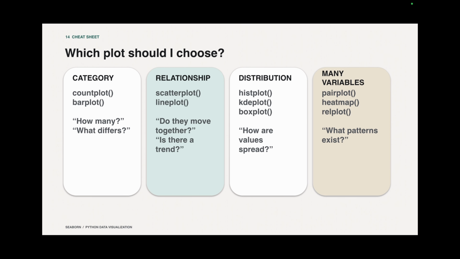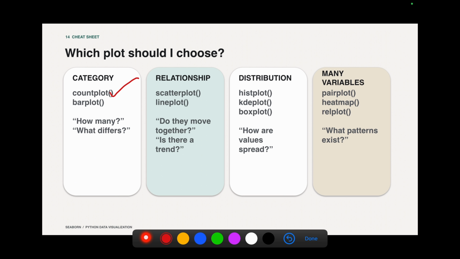So now, which plot should you use? If the question is how many, think of count plot. Okay, if you are looking for a relationship between two variables, think of scatter plot. If you are looking for a trend over time, think of line plot. If you are studying the distribution, maybe histplot, box plot, or KDE plot to see how values are spread. And when you want to explore many variables together, you can use either pair plot, heat map, or relplot to see the patterns that exist. But remember, these are just starting points, not strict rules. The question you are asking about the data should determine your visualization.